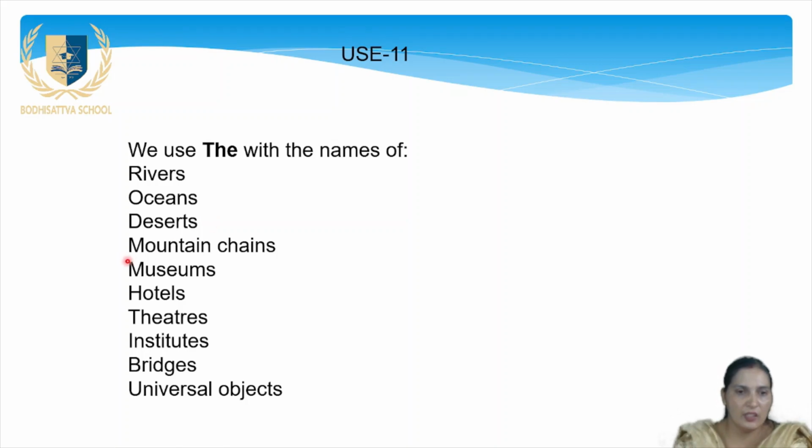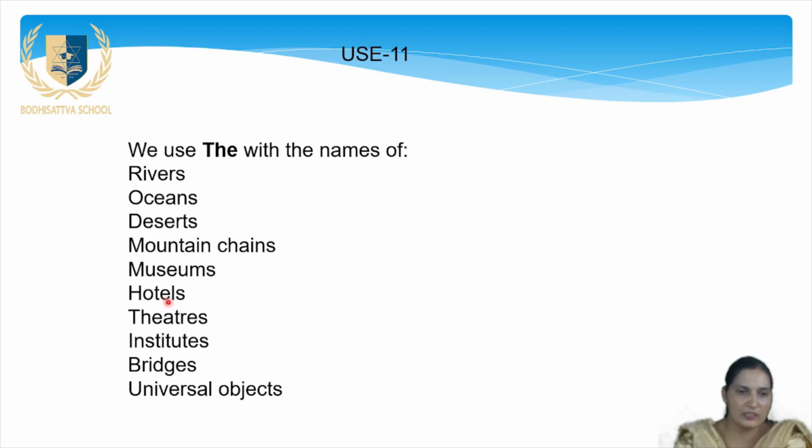And next one, mountain chains. Before the name of mountain chains, we can use the articles, not in the name of a mountain. Only mountain chains. Means, for example, the Himalayan range. At that time, we can use the article. And next one, museums. Before the name of museums, we can use the article. For example, the Narayanhiti Museum, the Natural History Museum. Before the name of museums, also we can use the articles.